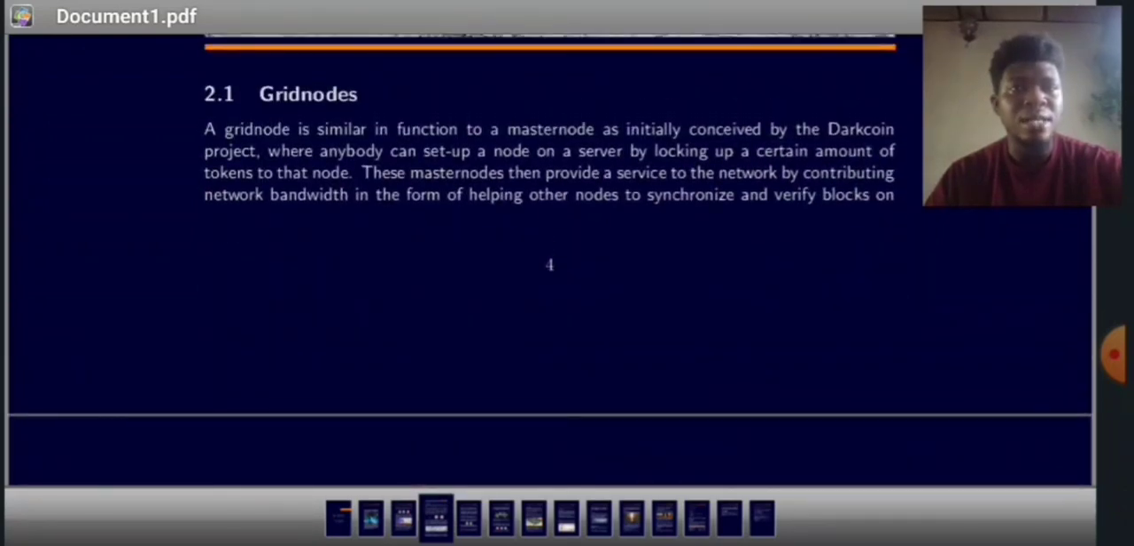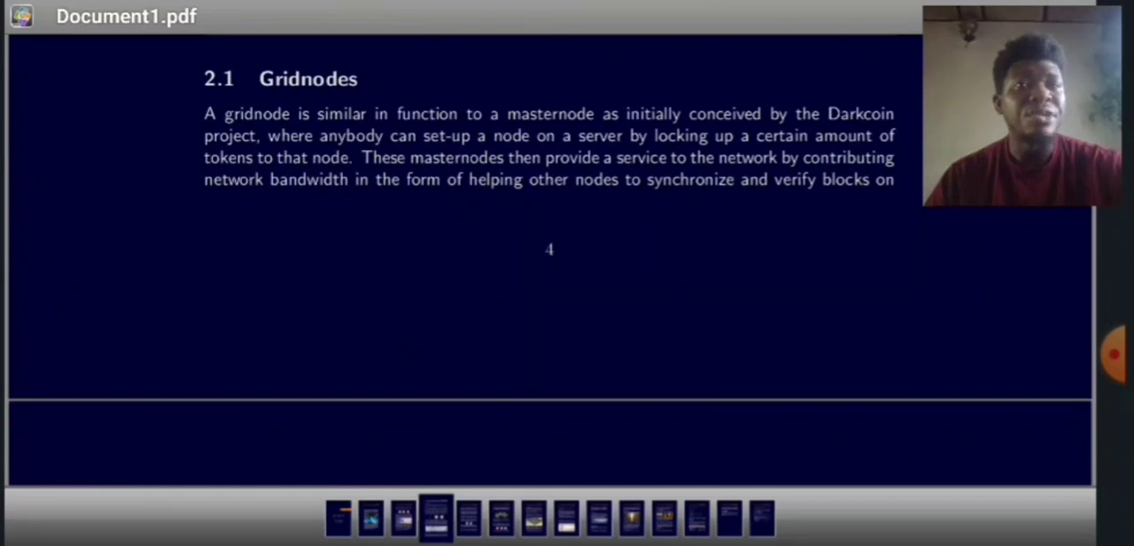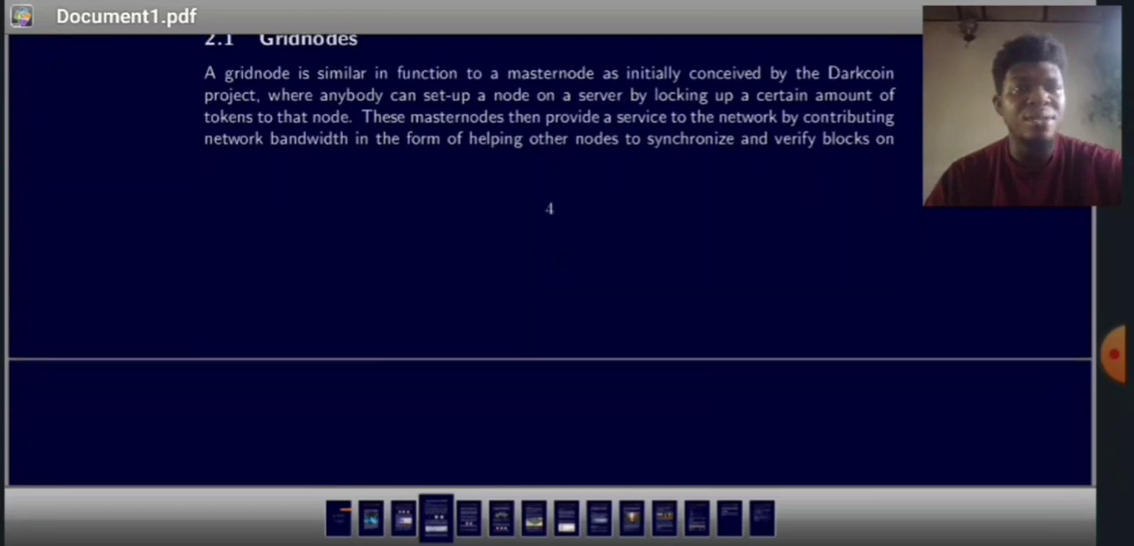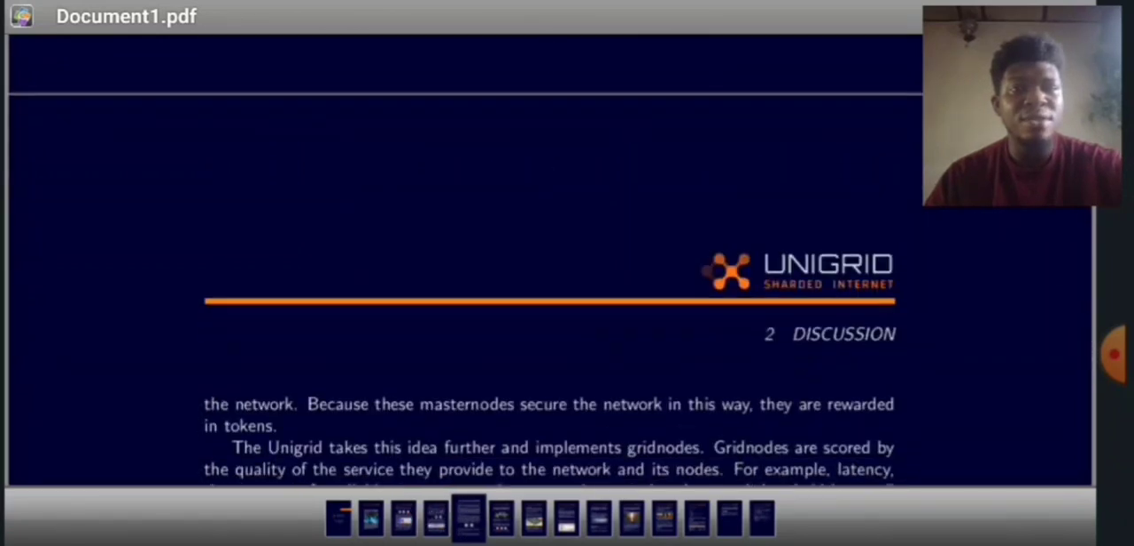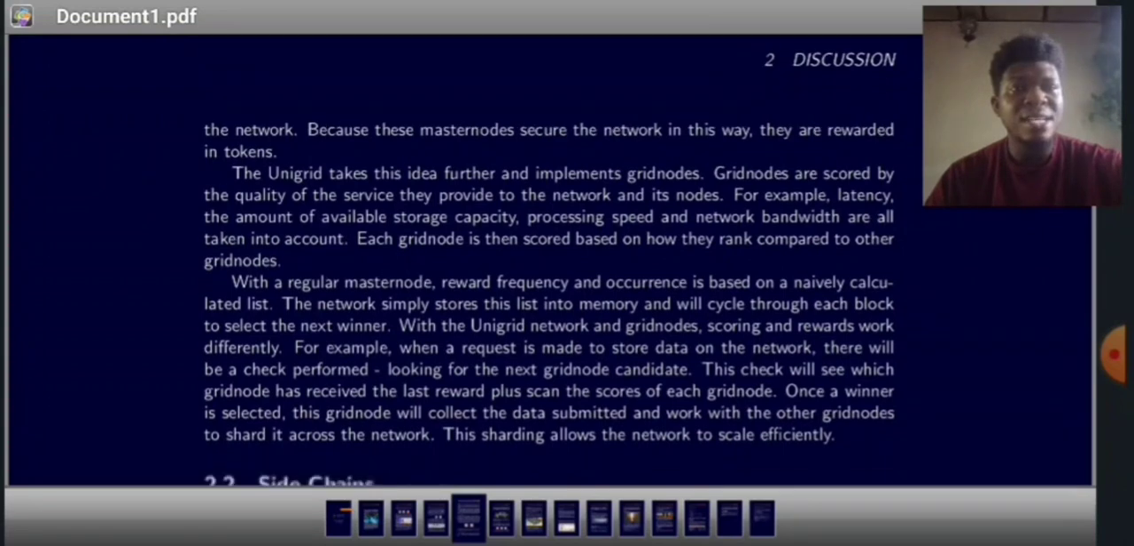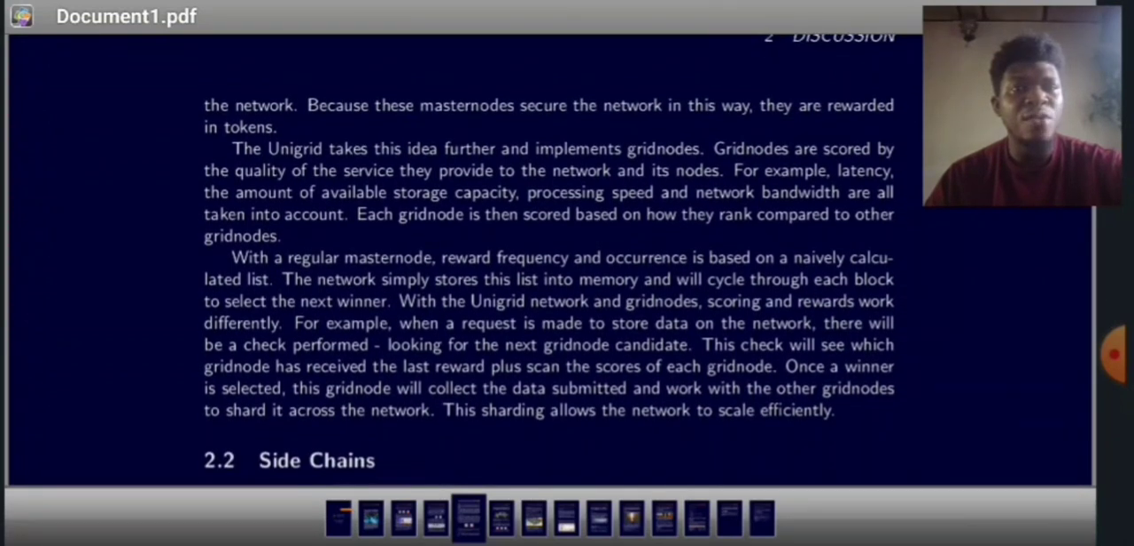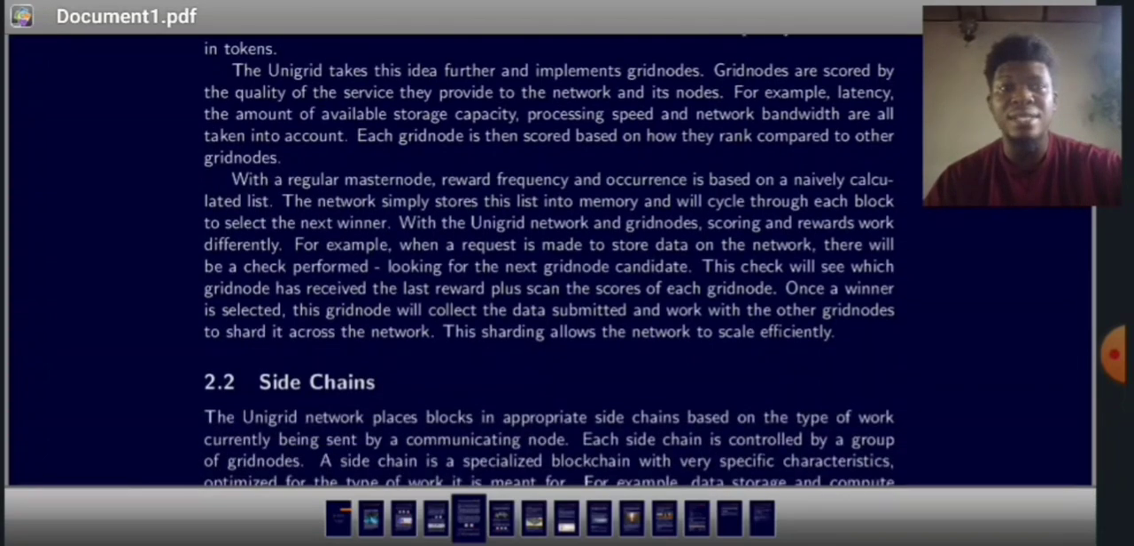The grid nodes here. What is a grid node? A grid node is similar in function to a master node that was initially conceived by the Darkcoin project, where anybody can set up a node on a server by locking up a certain amount of tokens to that node. The master nodes then provide a service to the network by contributing network bandwidth in the form of helping other nodes to synchronize and verify blocks on the network. Because the master node is secure on the network in this way, they are rewarded in tokens. What did I say? Contribute your space on your laptop and you get rewarded. Isn't that amazing? How many projects do that?